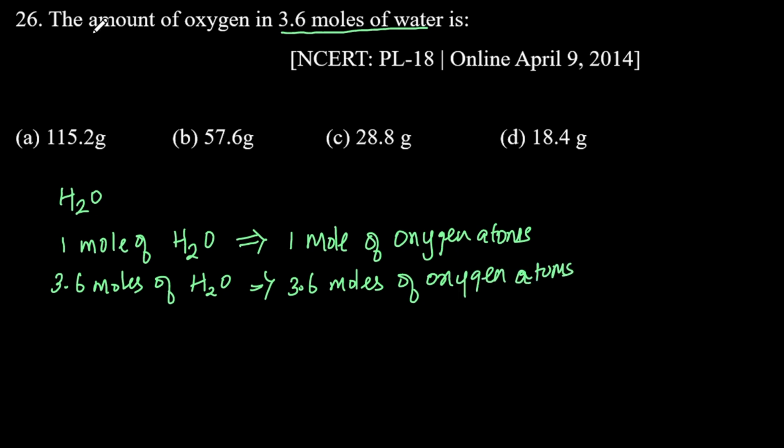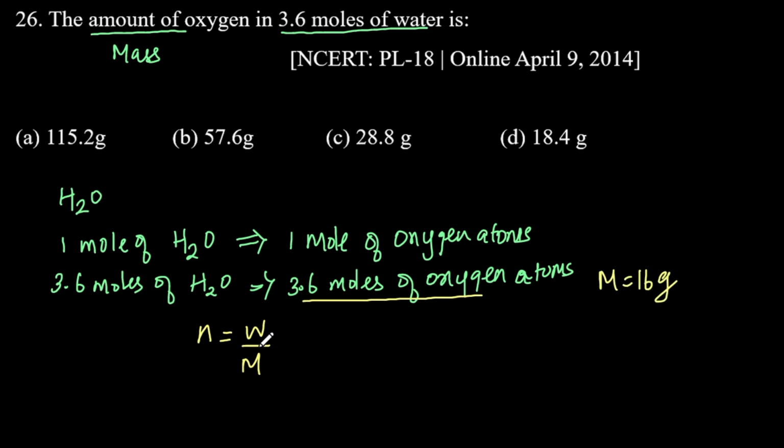But in the question, the amount of oxygen is asked. Amount is nothing but mass. So we know the formula of number of moles. Number of moles equals the mass divided by the molar mass. Here the number of moles refers to the number of moles of oxygen atoms, and the molar mass of the oxygen atom is 16 gram. With that we can find the amount. Amount equals number of moles into mass of oxygen atom. So the number of moles is 3.6 into 16.